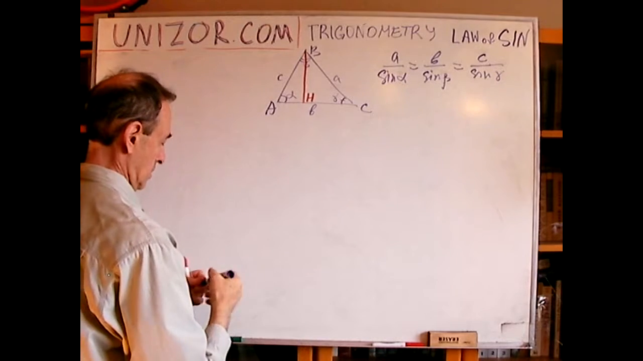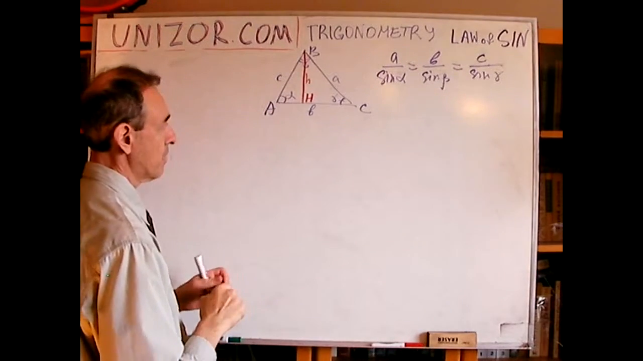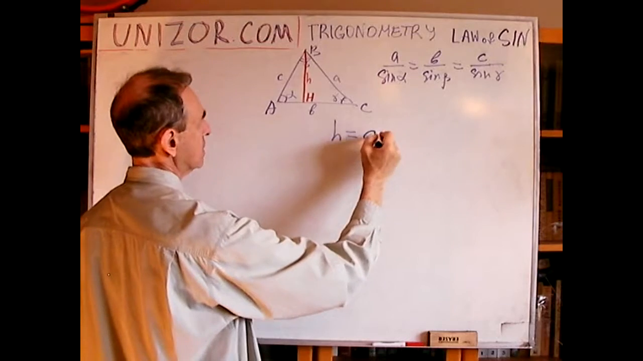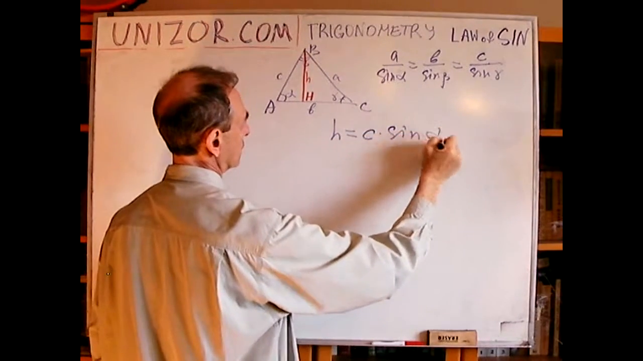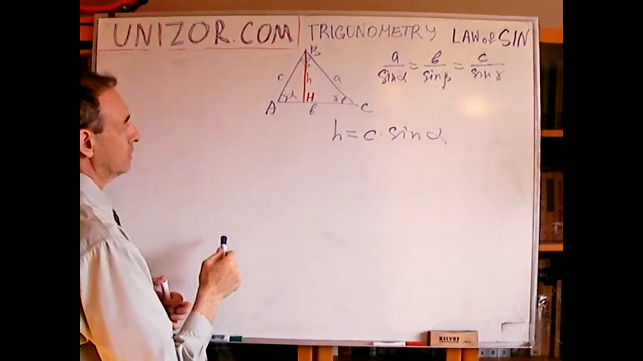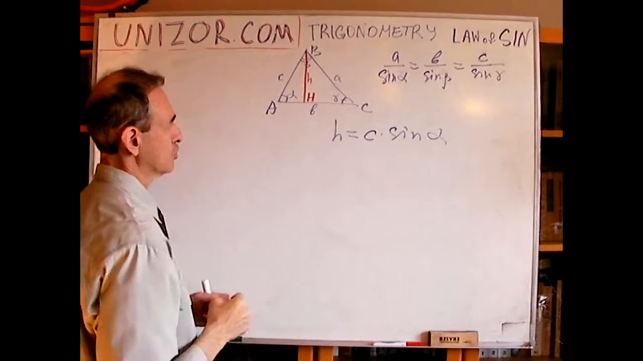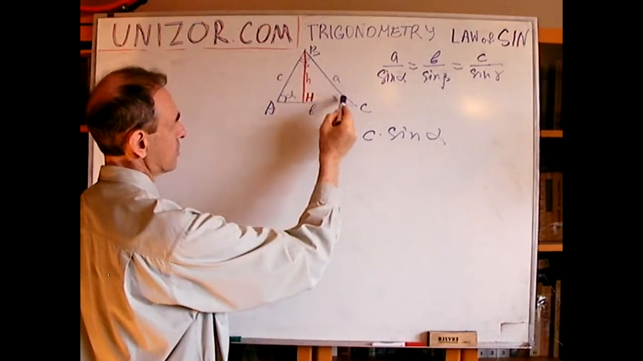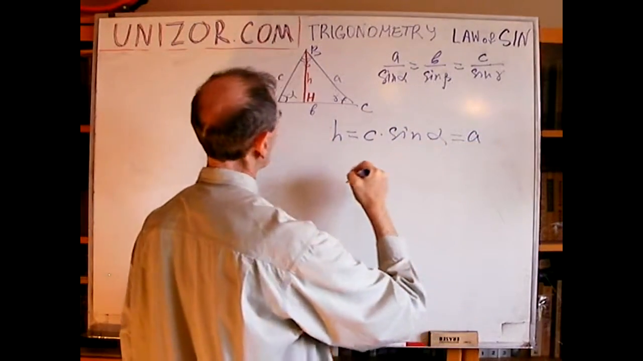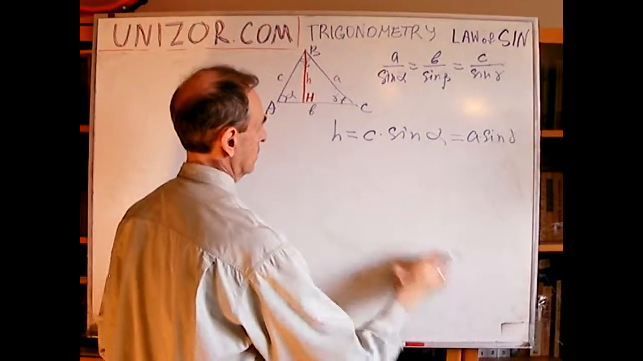Now, let's call the length of this BH the letter h. So what can we say about h? From ABH, h is equal to c times sine of alpha, since h is the cathetus opposite to the acute angle alpha, so it's the hypotenuse times sine. Now, let's consider the triangle CBH. Same thing. h is opposite to gamma, so it's equal to the hypotenuse, which is a, times sine of gamma. So, forget about h now.